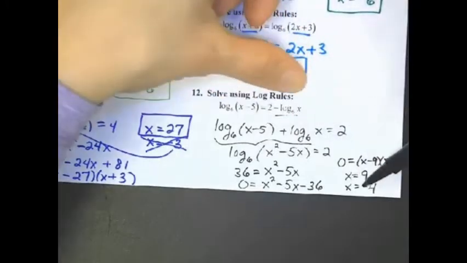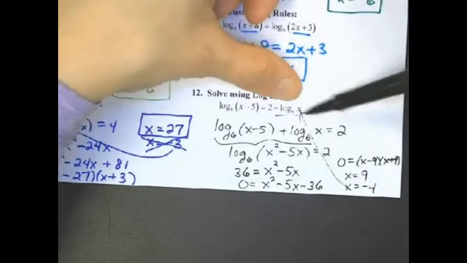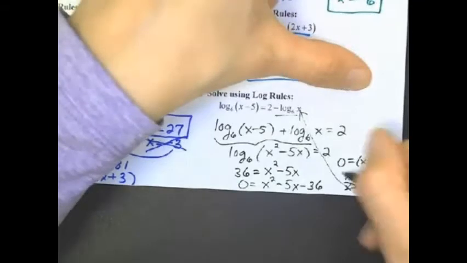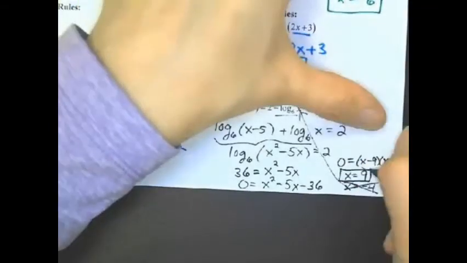9 will definitely work. Oh, but -4 right here is not going to work. So -4 is extraneous and 9 works.